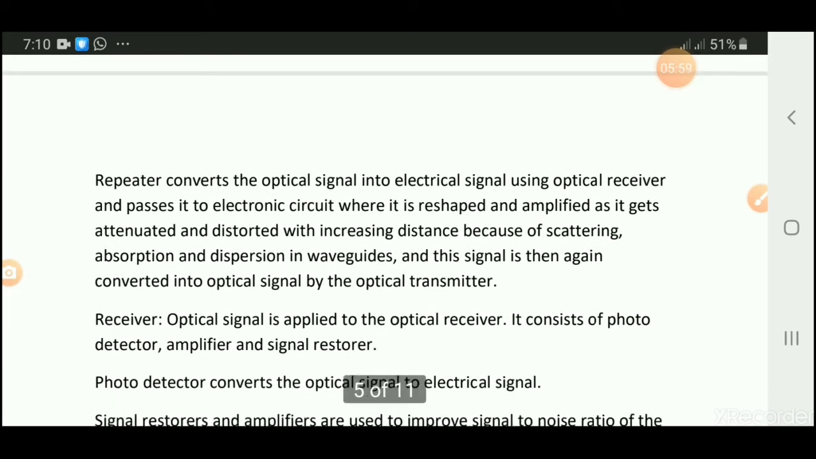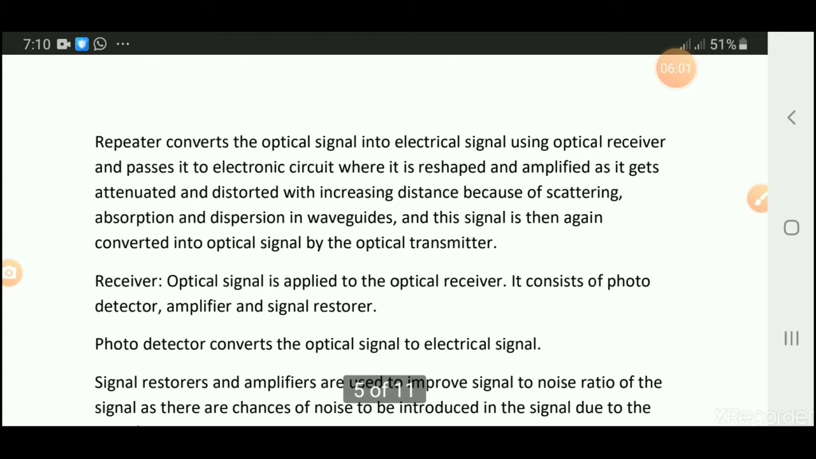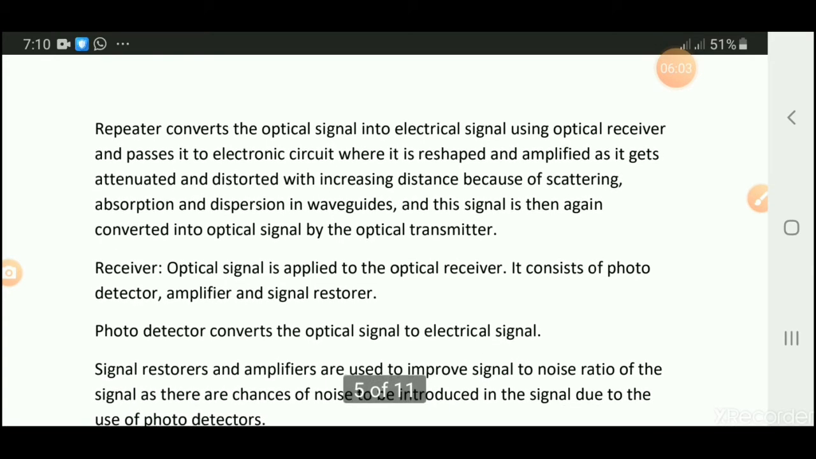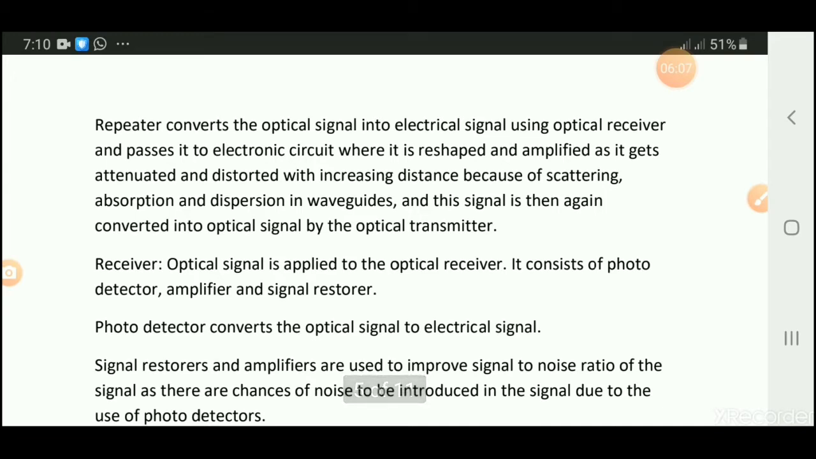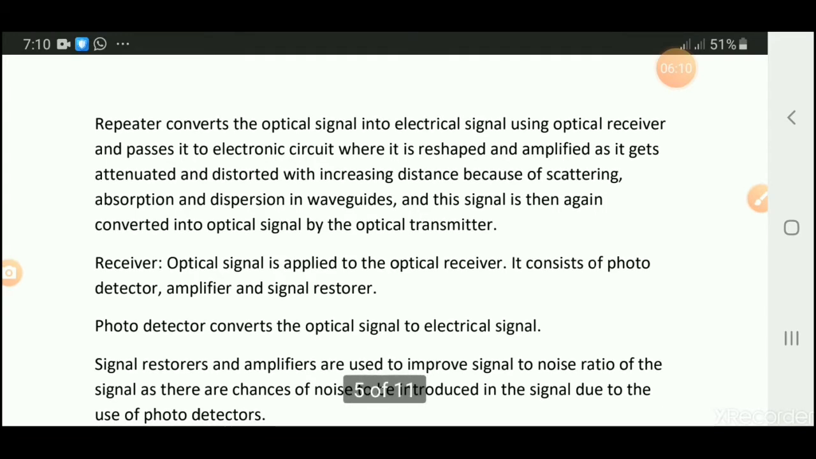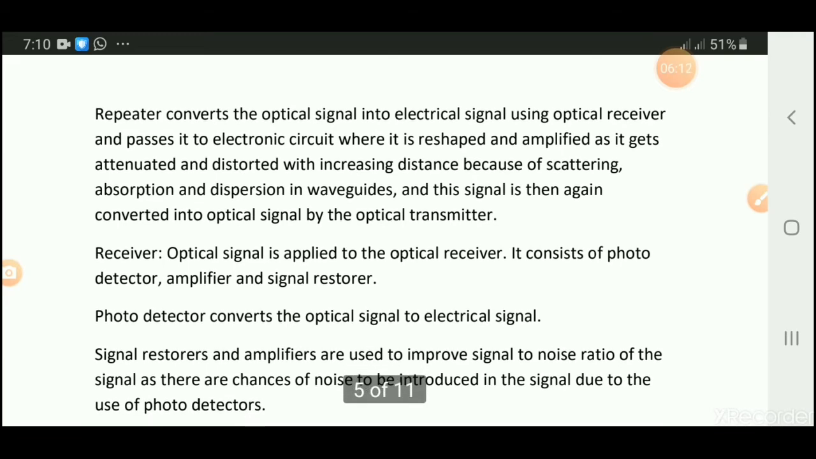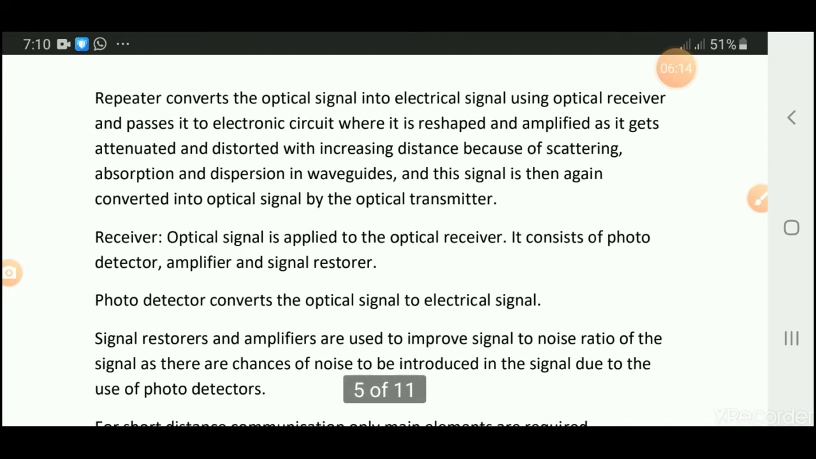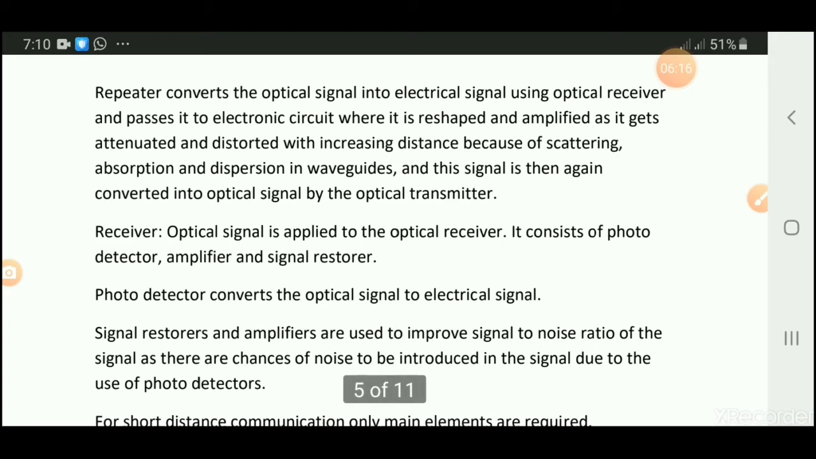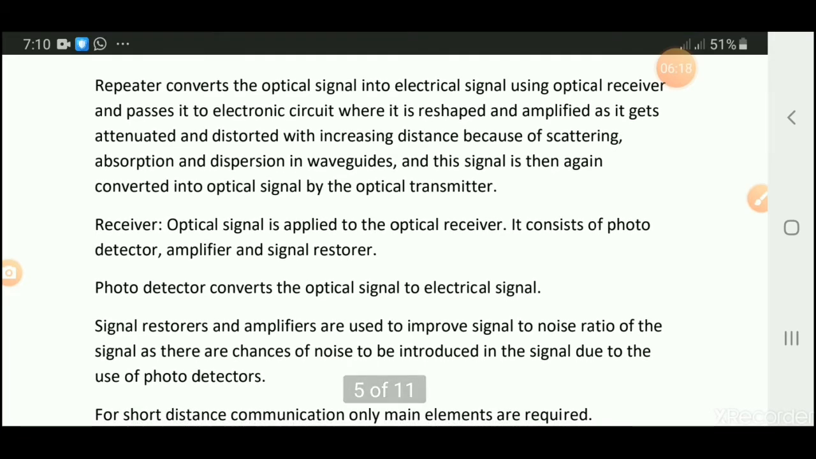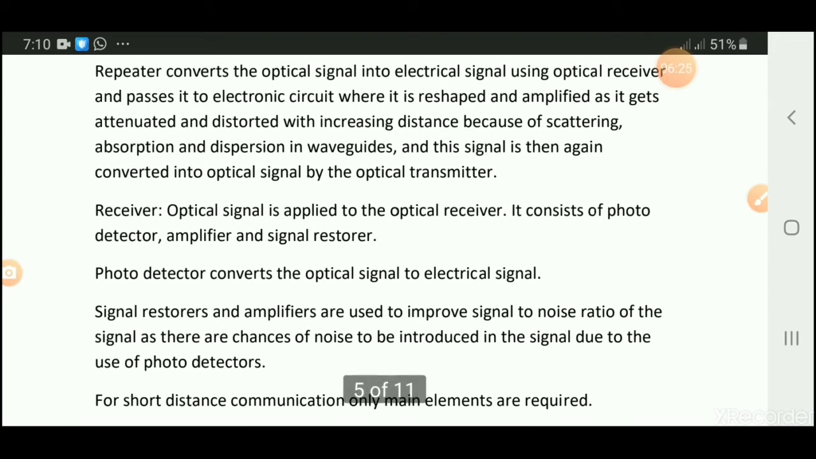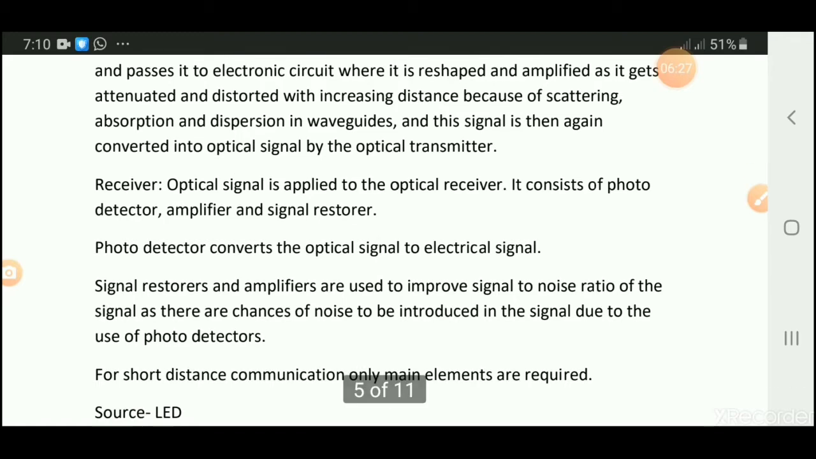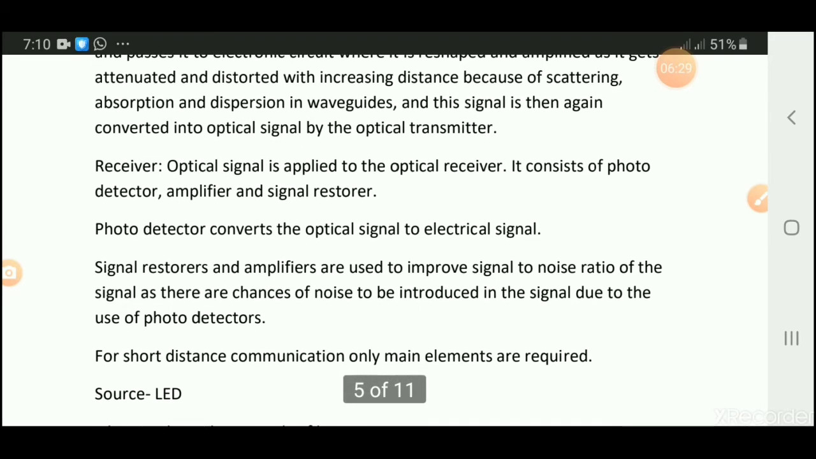Repeater converts optical signal into electrical signal using optical receiver and passes it to electronic circuit where it is reshaped and amplified, as it gets attenuated and distorted with increasing distance because of scattering, absorption and dispersion in waveguides, and this signal is then again converted into optical signal by the optical transmitter.